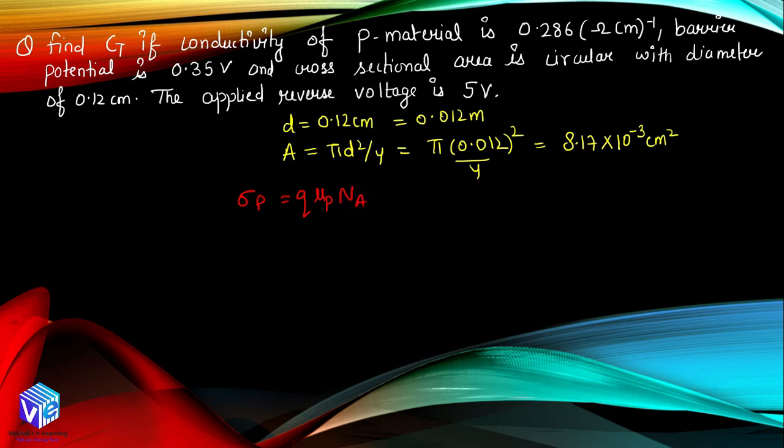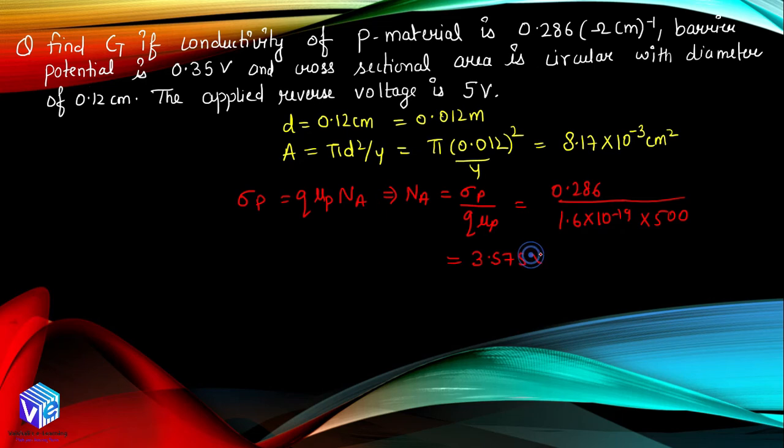So let's put the values of conductivity. So if I find out Na from this formula, Na will be sigma P upon Q mu P, right? So let's put the values. Sigma P is 0.286 upon, so Q we all know it is 1.6 into 10 raised to power minus 19, and mu P it is also known that it is 500, right? So when you put it, you will be getting the Na will be equal to 3.575 into 10 raised to power 15 atoms per centimeter cube, right?